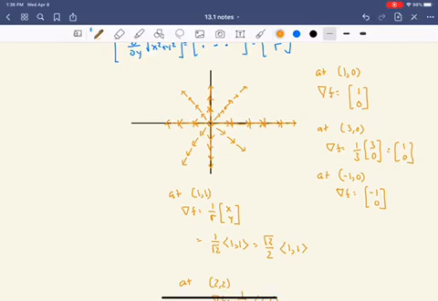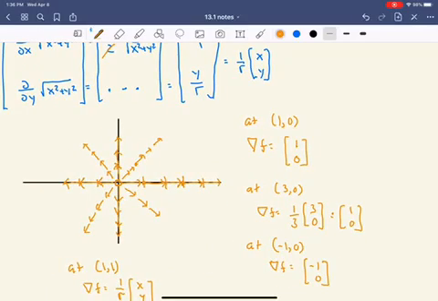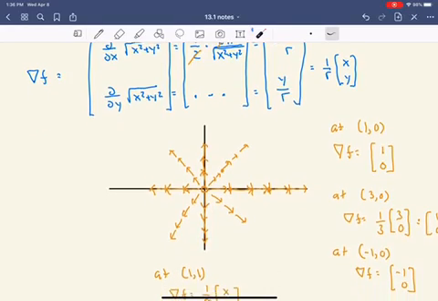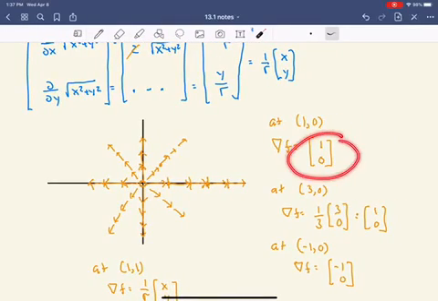So the key point: you find the derivatives. To find the vector field, you plug in the point you want to look at, and then you draw a vector at that point going in the direction of the vector. So at (1, 0), you draw something going in the direction (1, 0). Okay? All right, let's see.